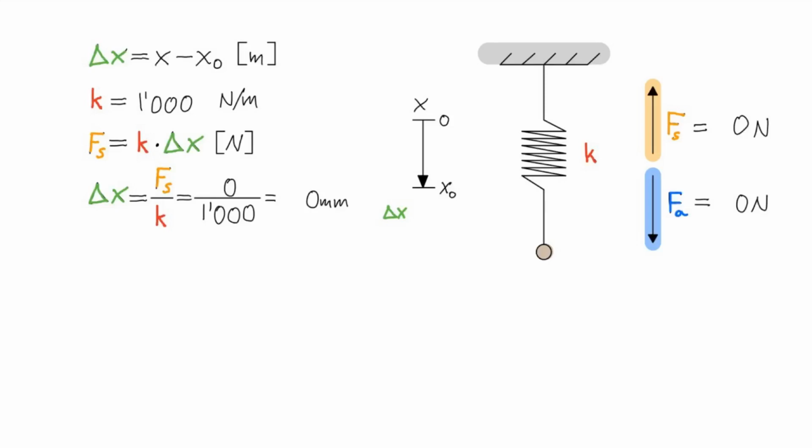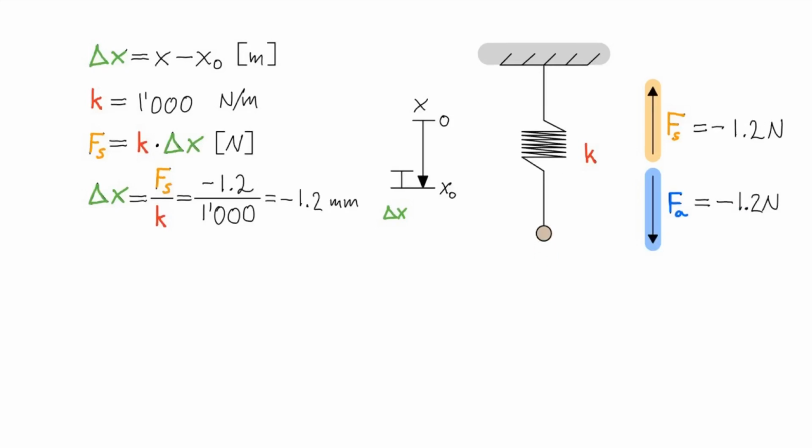Now, if we change the direction of the applied force, we observe that the spring compresses instead of stretches, and we get negative signs for both the force and the displacement value as a result. In a future episode, we shall look at how a spring behaves when a mass hangs on its other end.